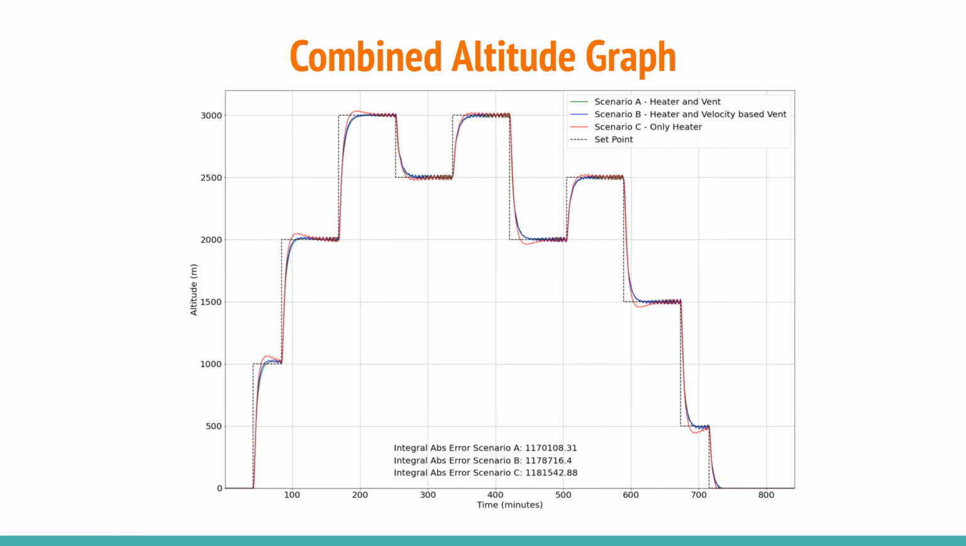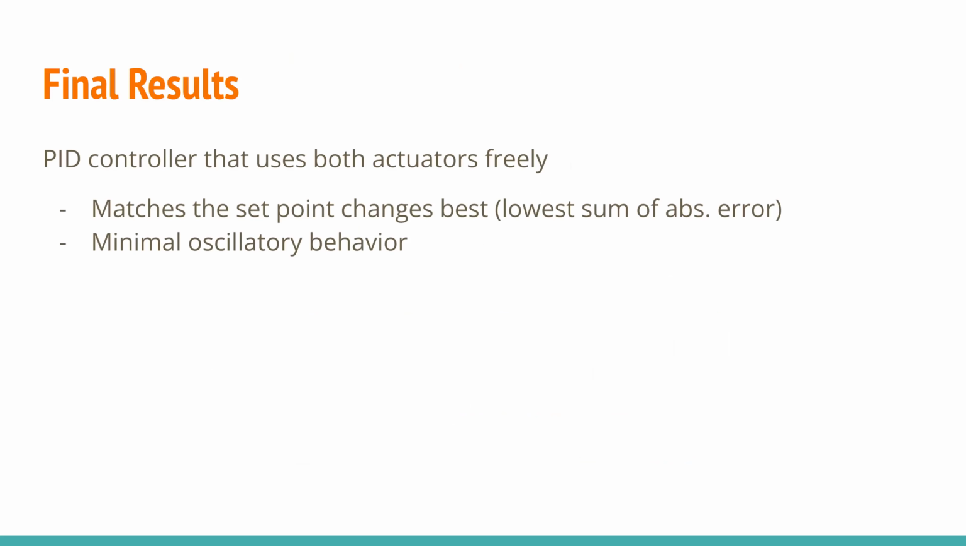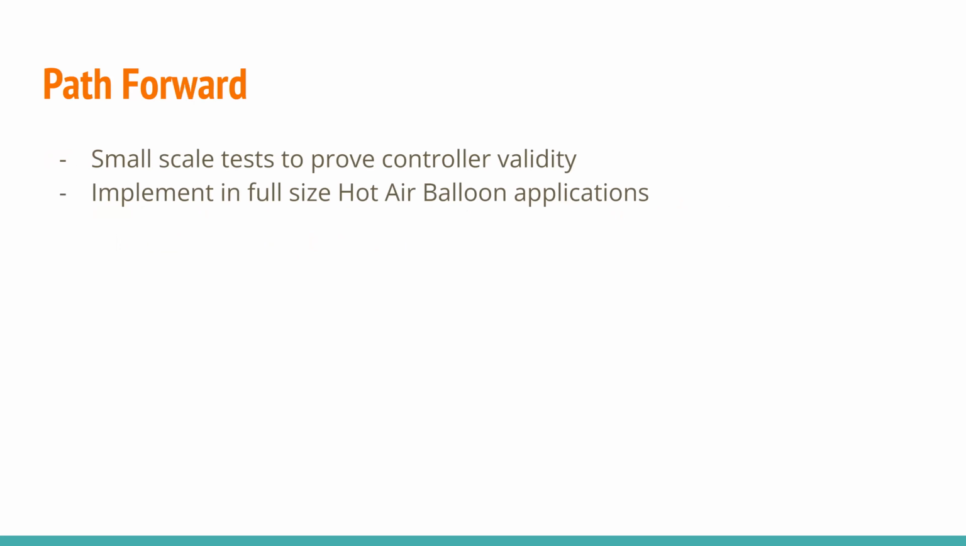This is a static graph of all three combined, and it includes the integral absolute error for each of the three. We found that scenario A, using both actuators freely, gave us the least error. So ultimately, we determined that the PID controller that uses both actuators freely was the best result for this because it matches the set point changes best, which is shown by the lowest sum of absolute errors, but it also has minimal oscillatory behaviors.